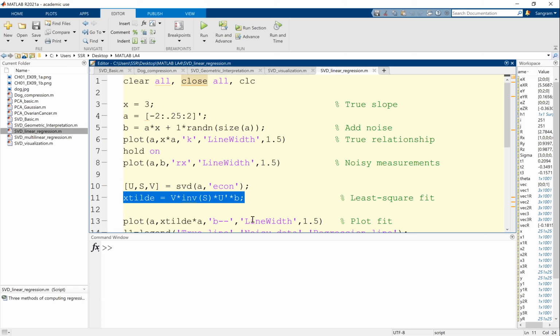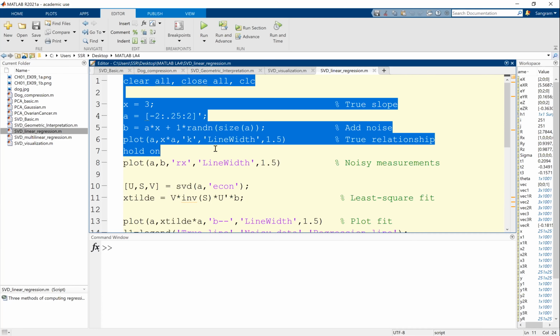So what I'm trying to do is, rather than doing the inverse of A transpose A, I decomposed A using singular value decomposition, and then I inverted those step by step. So let me first plot this.